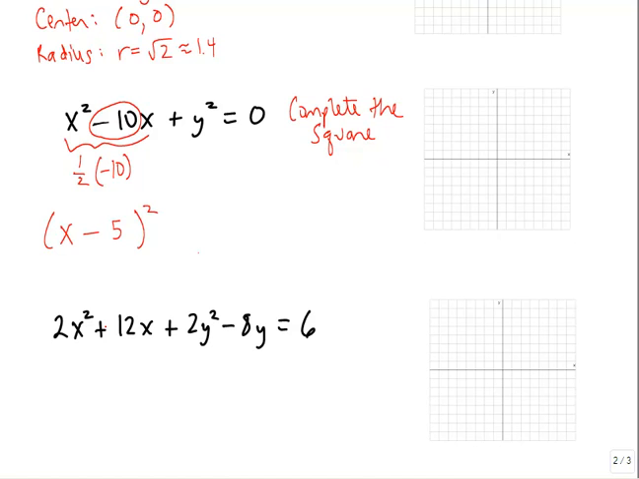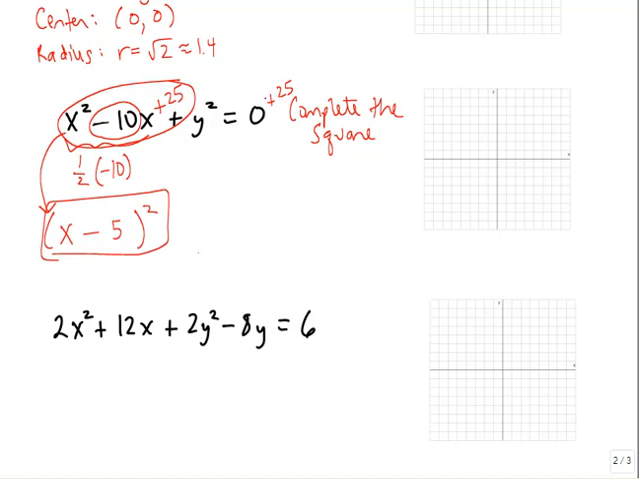Why does that work? Well, think about what this would be if you were to FOIL it out. If you were to FOIL it out, you'd get an x squared, you'd get a minus 5x, you'd get another minus 5x, which is this -10x, but you'd also get a plus 25. So in order to make this accurate, we would need to add in 25 to both sides to keep it balanced. So these three terms factored are exactly this expression right here.